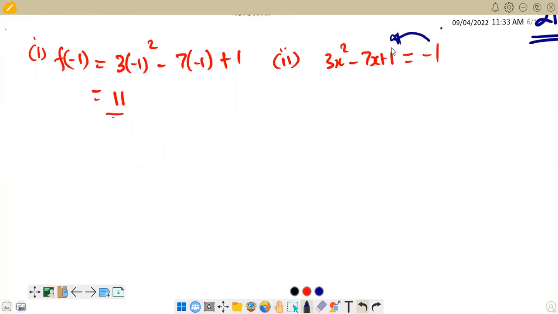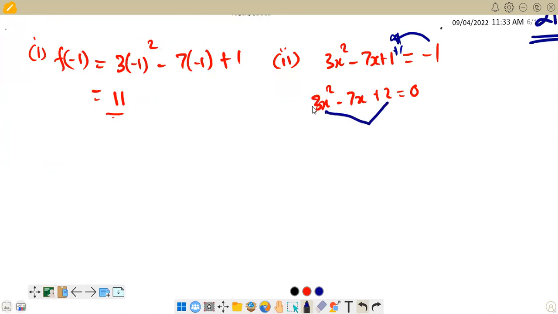Transpose the negative 1 to this side, and it becomes a plus 1. So you're going to be left with 3x squared minus 7x, plus 1 plus 1, that's a 2, equal to 0. All right, so you can use factorization or the quadratic formula, but if you are not given something like 3 decimal places, you just use your factorization. I want you to try the quadratic formula on your side, but I'm just going to use factorization here.